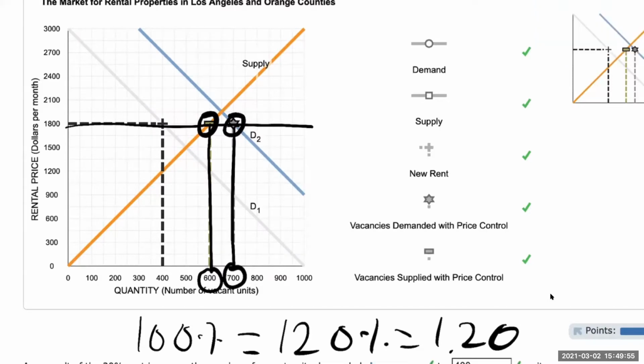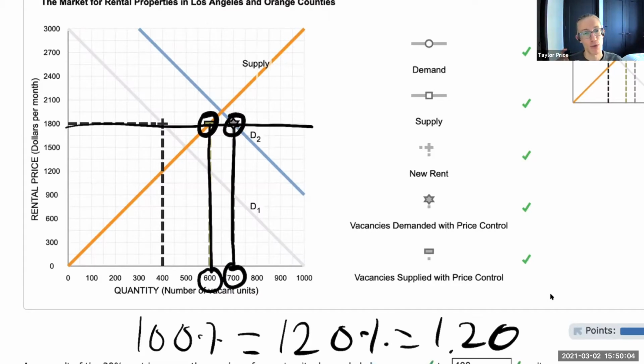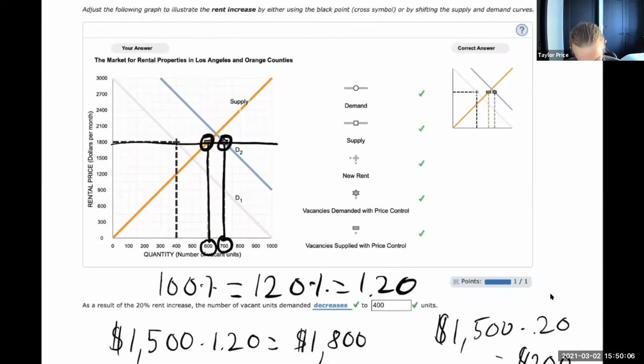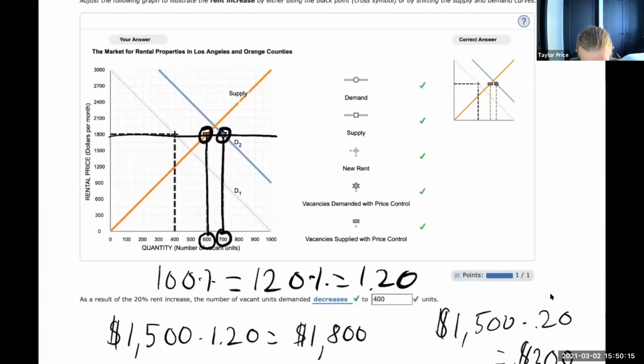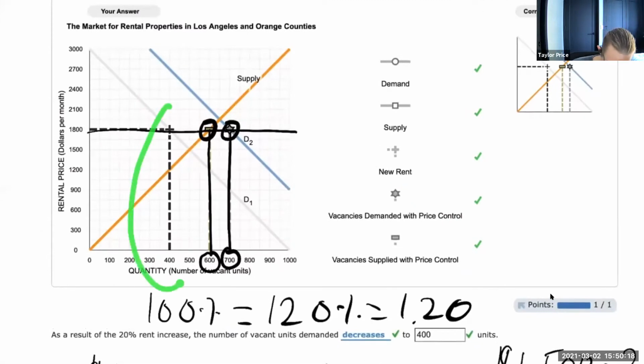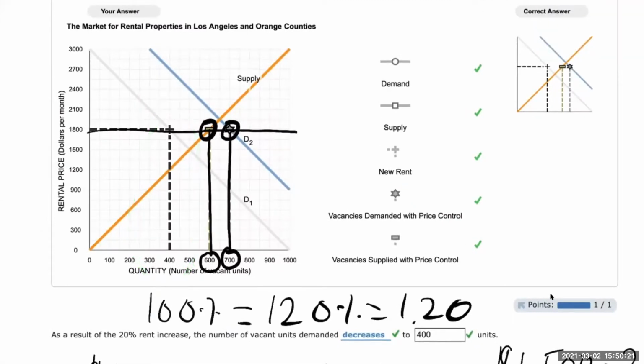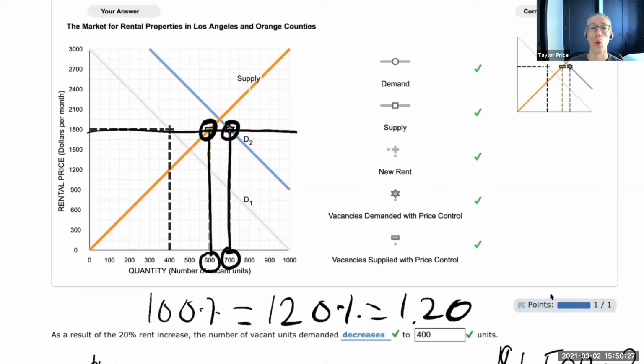So the new units would be 700? Yeah, let me make sure I'm phrasing this right. Basically, this part of the question is asking you to think about this point here. What that's saying is, if demand did not shift, what would be the number of vacant units at a price of 1,800?